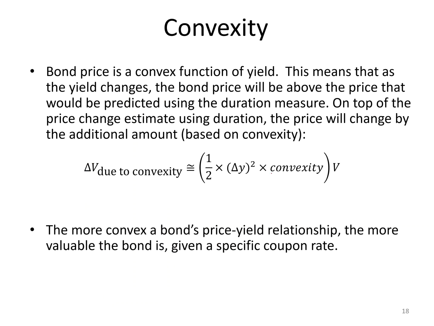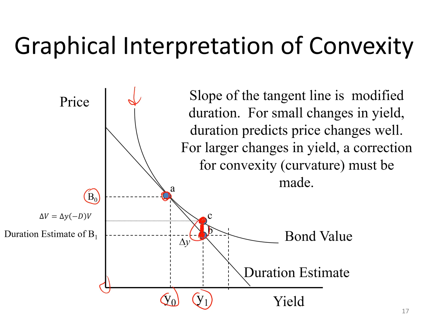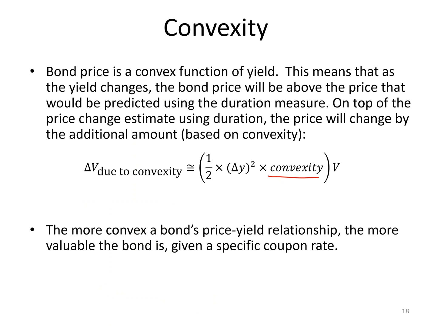So we're going to first calculate the number of convexity, which one way of thinking about it is the second order derivative in percentage terms. If we want to calculate this pricing error and adjust for it, we're going to take 1/2 the change in yield squared times the convexity times the initial bond value. And that's going to give me an approximation of that adjustment due to the curvature or convexity.